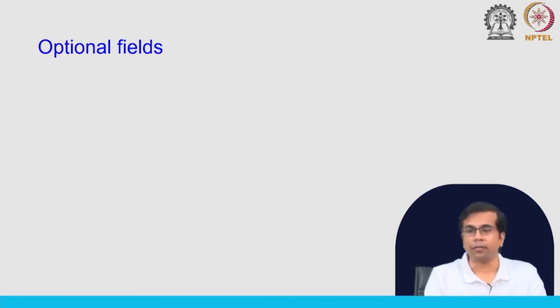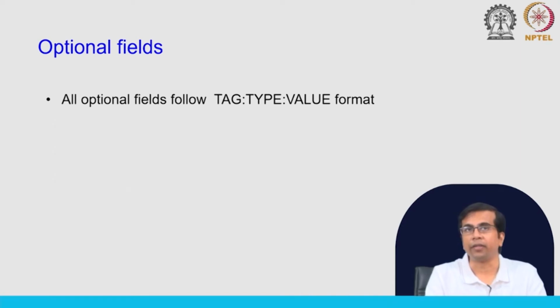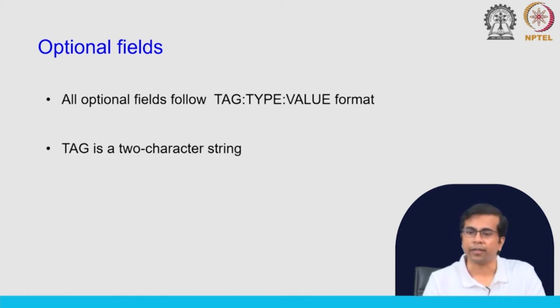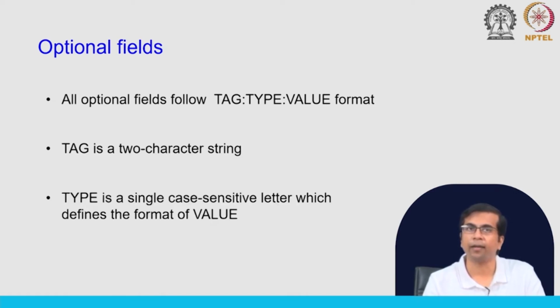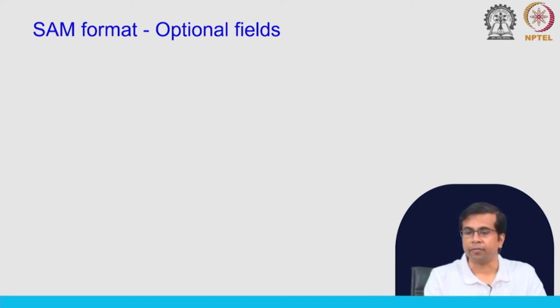Okay. So, going to the optional fields, all optional fields are given in this specific format. You have something called tag, you have type, then the value. So, what is tag? This is a 2 character string, and then type, this is a single letter usually, and this defines the format of the value. So, whether the value is an integer or a string, that information will be given in this type field. Then there are specific tags that we use to describe the alignment or the mapping.